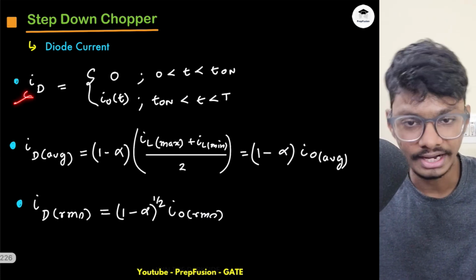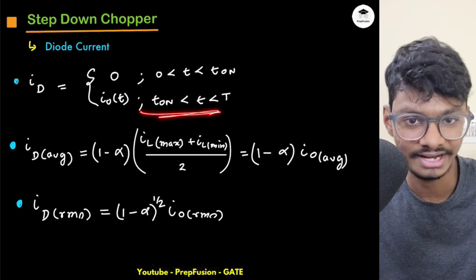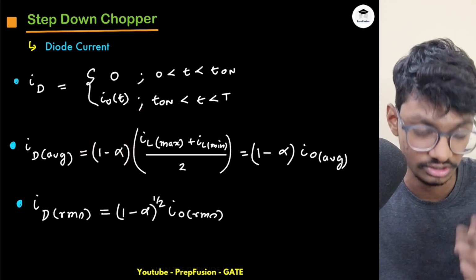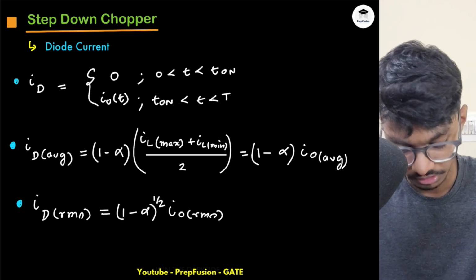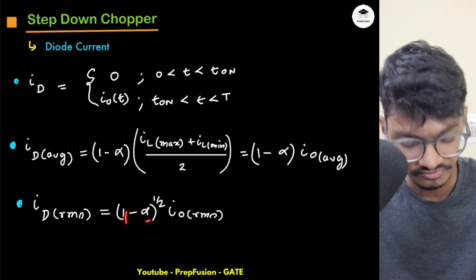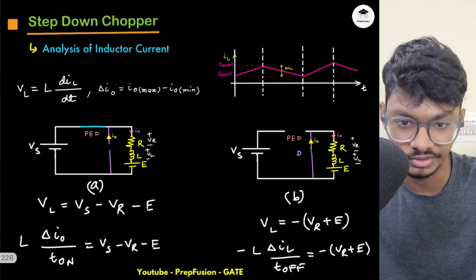And what will be ID? ID is equal to IO when my chopper is off. So the second case. Again, this will be 1 minus alpha, because this is the case for the duration of T off, not T on. So this average will be 1 minus alpha, and if I want to compute the RMS, it will be 1 minus alpha whole under root, same reasons, into IO RMS. So these are the equations basically.